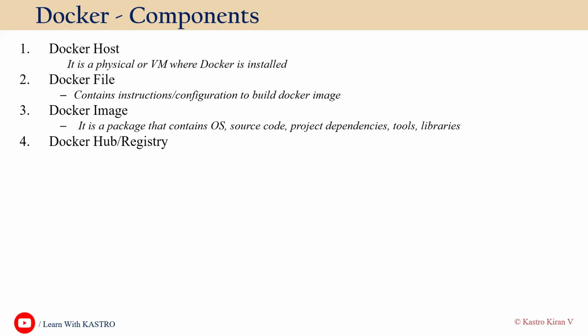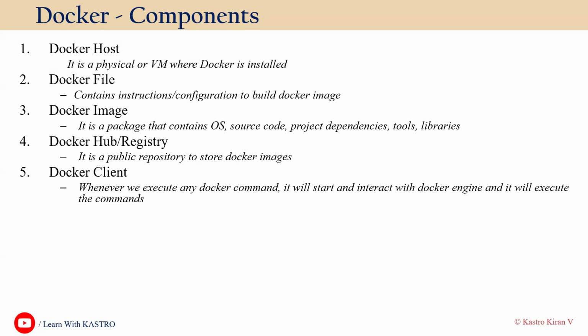Docker Hub is also called Docker registry. So what is a Docker Hub here? Docker Hub is a public repository where we are going to store the Docker images. So what is a Docker image? Docker image is a package of everything that is required in order to run an application. So once we get the Docker images stored in the Docker Hub, the next component is the Docker client.